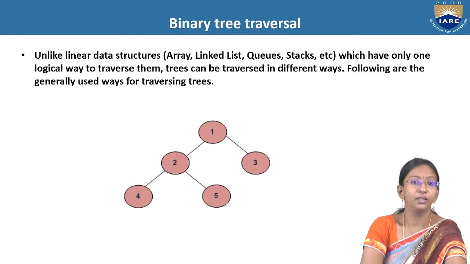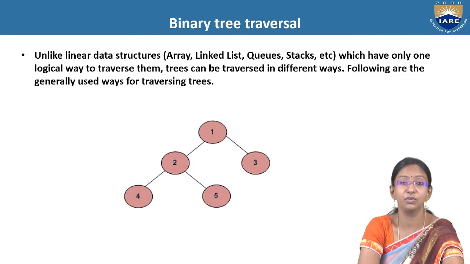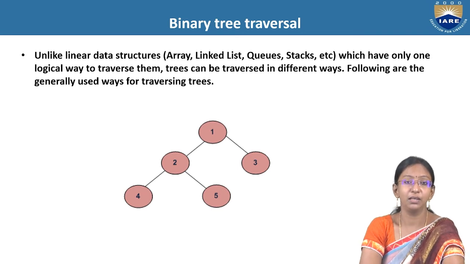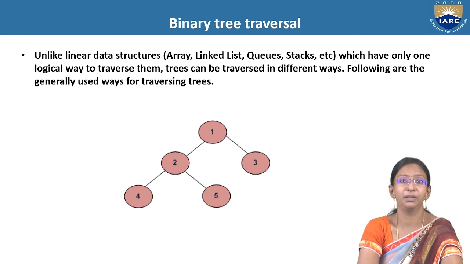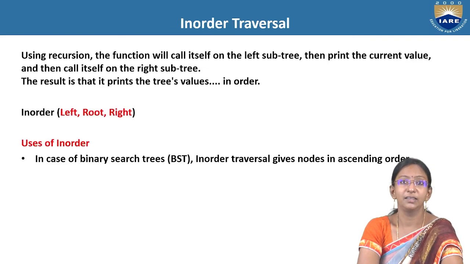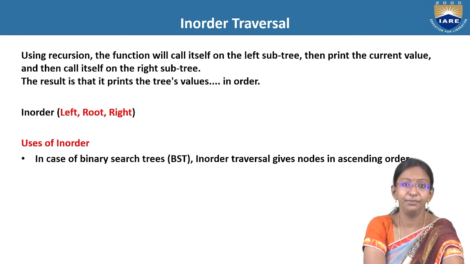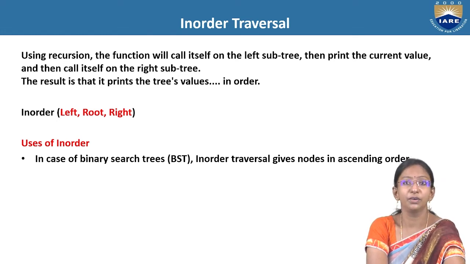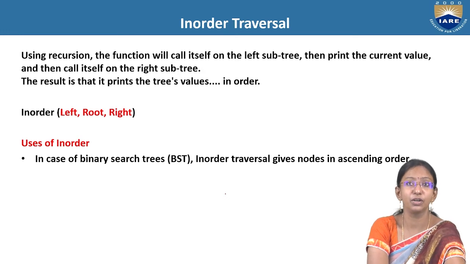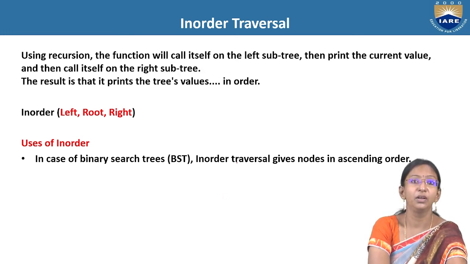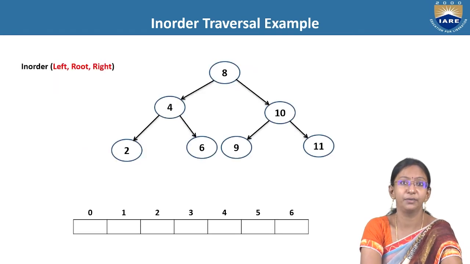Okay, then we have to traverse in these binary trees. Unlike linear structures, we have three different methods to traverse. One is in-order traversal, where we travel from left, the root, and then the right. This is the order. In the case of binary search trees, if you go for in-order traversal, you get the list in ascending order. Very simply, you can get the ascending order list. Let's see how we can represent this.